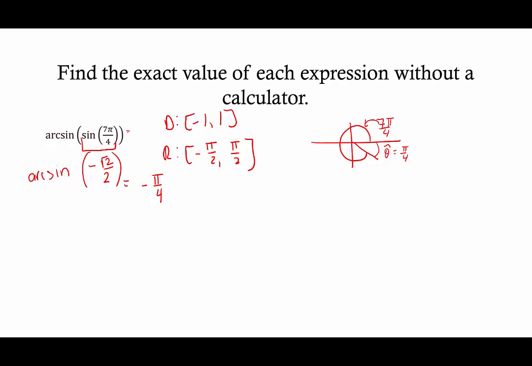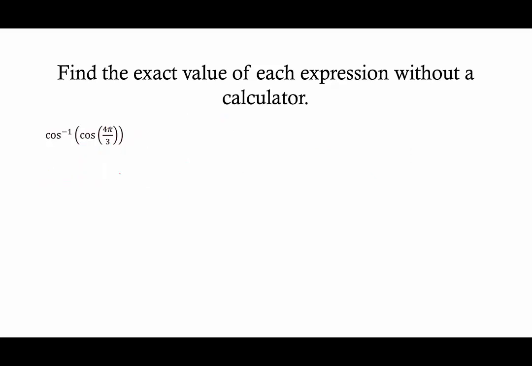So we do this and we end up with negative pi over 4. A little bit sneaky, but I do suggest just doing it one step at a time if you find it confusing. And always think back to that unit circle and what's allowed in the domain and range for each of these. How about in our next example?